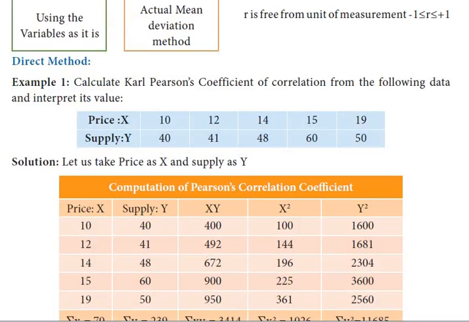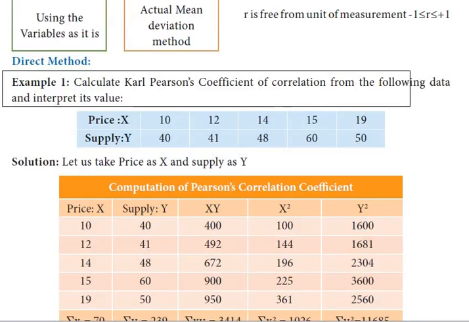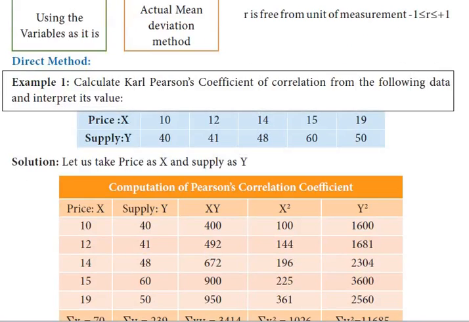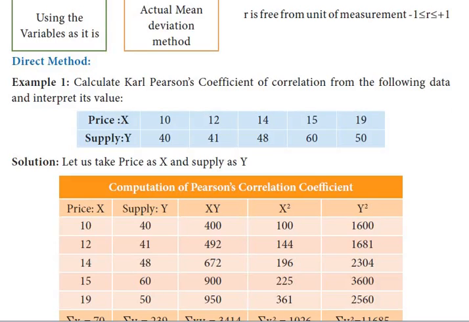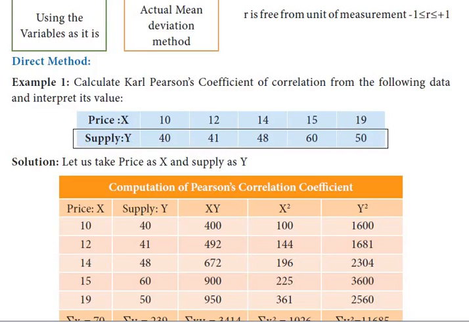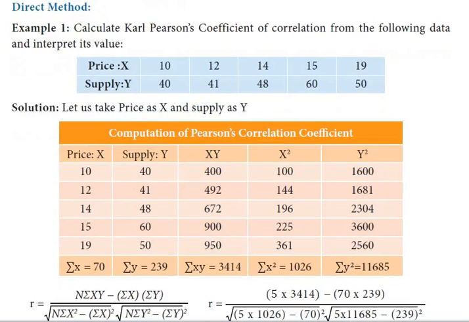The first sum, example 1: calculate Karl Pearson's coefficient of correlation from the following data and interpret its value. Price is given as the X value, that is 10, 12, 14, 15 and 19, and the supply is taken as capital Y: 40, 41, 48, 60 and 50. Under the direct method, we take these two values as capital X and Y.